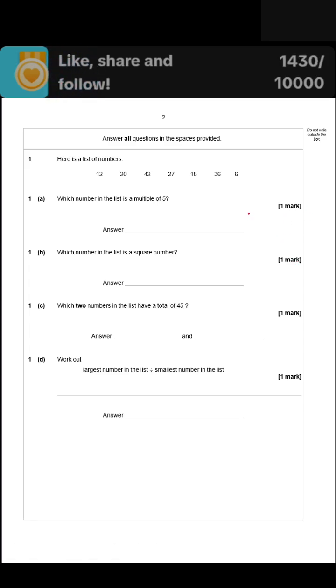Okay, so for the first one, I can see that some of you have got 20 already. So which number is a multiple of 5? If it's in the 5 times tables, it's going to end in either a 0 or 5. So obviously the only number there that ends in 0 or 5 is 20.